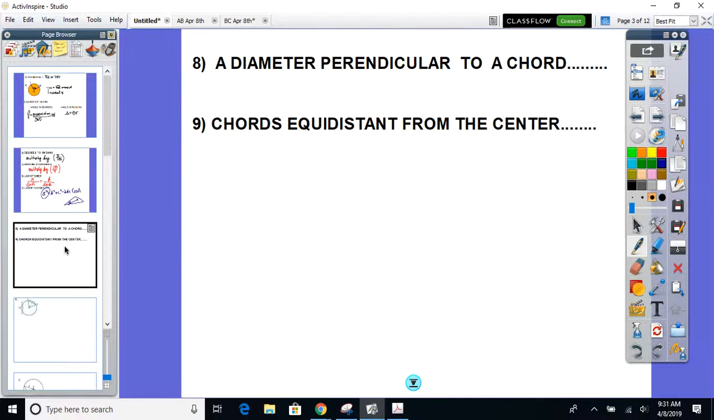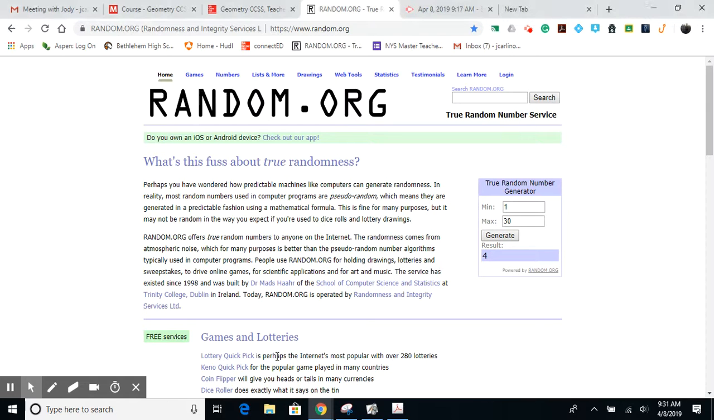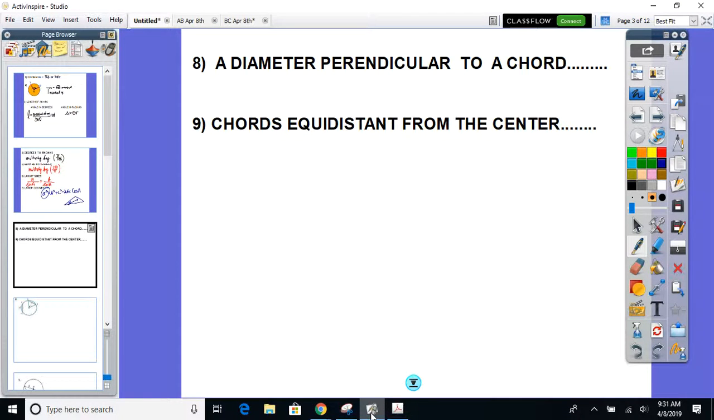All right, I'm still not done. Let's roll. A diameter perpendicular to a chord. Finish that statement. If I have a diameter perpendicular to a chord, finish that statement. 3, a diameter perpendicular to a chord, bisects the chord. Yep.